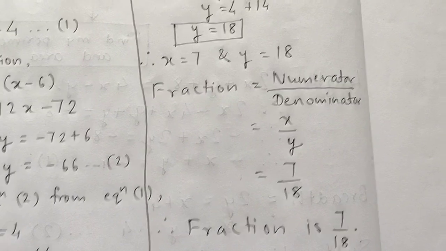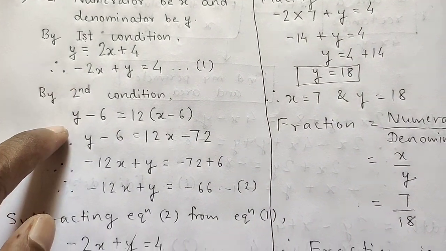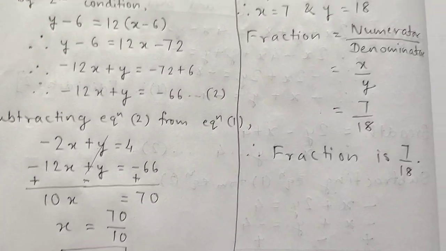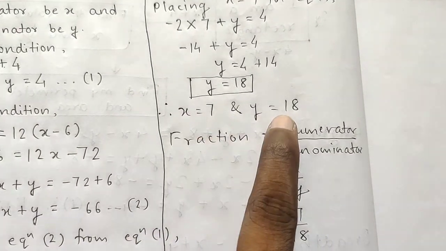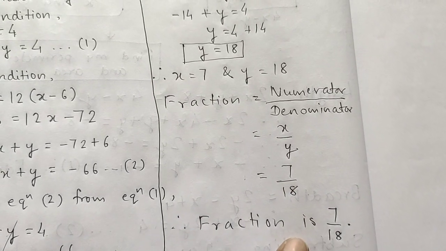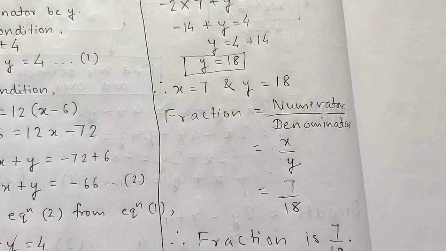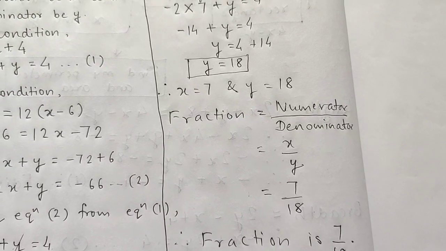Okay. So what we did, we made two equations, and after making two equations we solved the simultaneous equations and we got the values of x and y, and at the end we got our answer, that is the fraction 7 upon 18. See, in the question what is asked is to write the fraction. So that is what I have done.